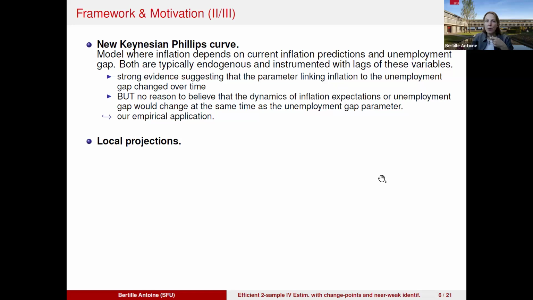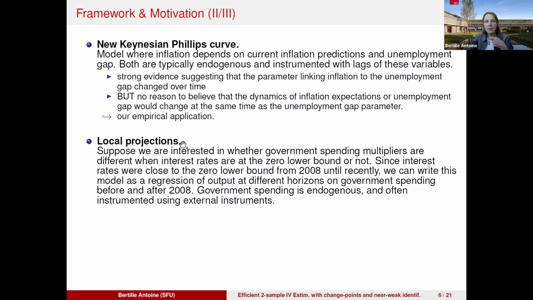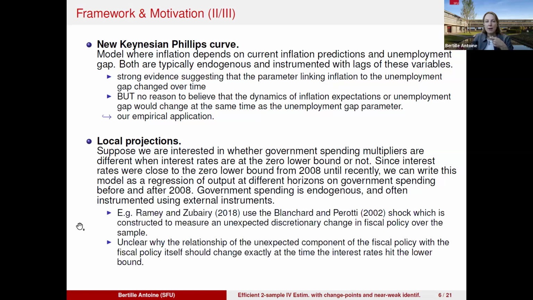Another example where we might have a similar situation is based on local projection. And here I want to build on a recent paper by Ramey and Zubairy. In this paper, they are interested in whether government spending multipliers are different depending on whether interest rates are at the zero lower bound or not.